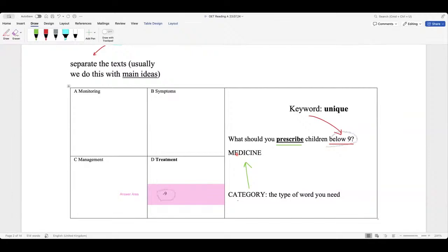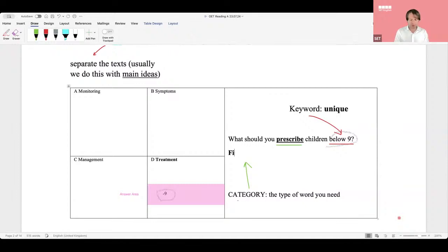Does that make sense, everyone? The answer must be a medicine type. The answer cannot be fish. That is not a possible answer, because it doesn't answer the question, right? The question is about medication. Does that make sense, everyone?